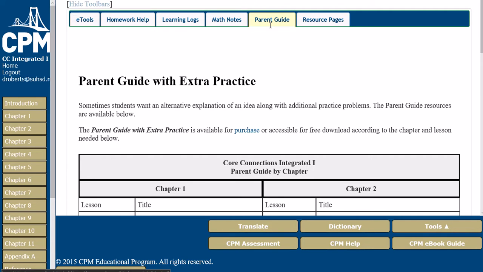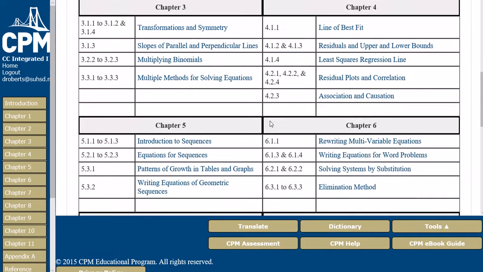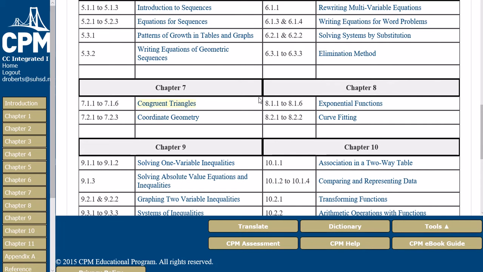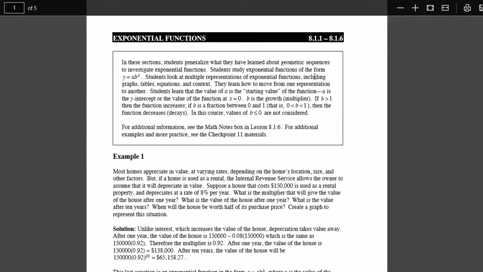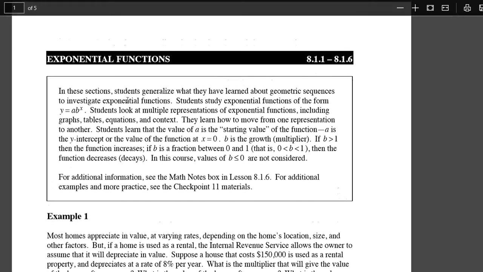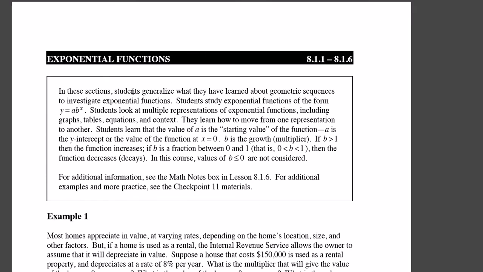Is a list of the parent guides for each of the chapters. So for chapter 7, there's only actually 2 sections, and for chapter 8, which we're currently at, there's 2 sections on parent guide. So the first section here is exponential functions, and if I hit that, right now it's just opening up a PDF file that I could open up and print. But this is describing the big idea in this section, right? Exponential functions and what we're doing in this section.